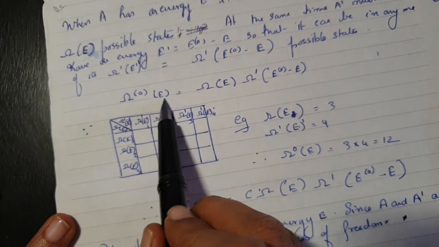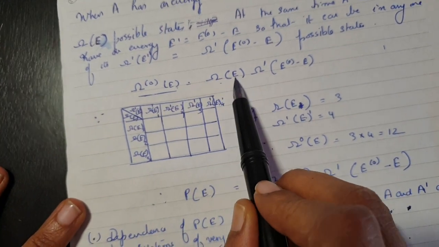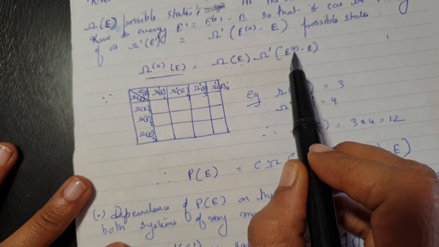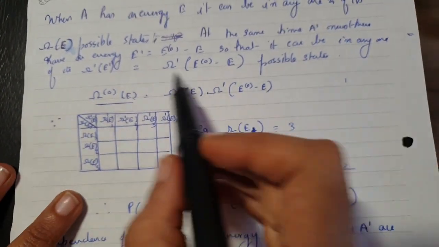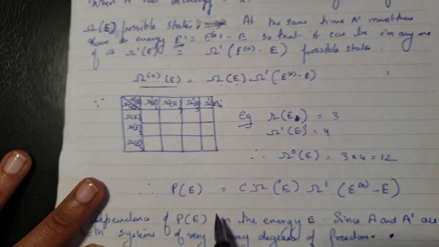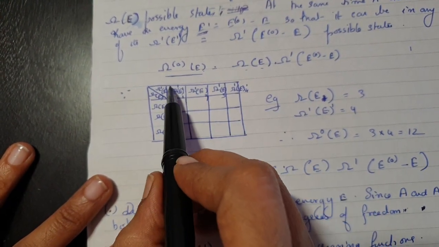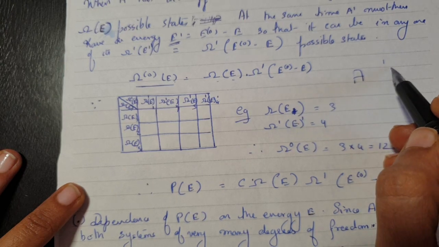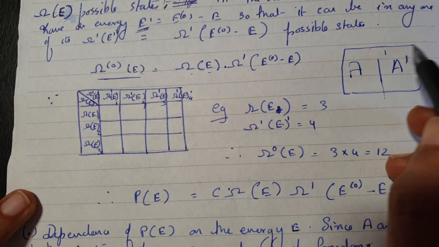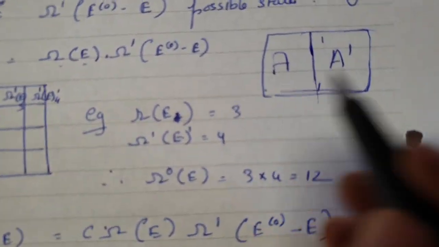So the total number of accessible states, that is omega naught E, is given by omega E multiplied by omega dash E naught minus E. Because this is E dash, and E dash is given by E naught minus E. So it can be in any one of these states, that system A. The whole system is divided into two, and they are separated by a partition that is not thermally insulated.